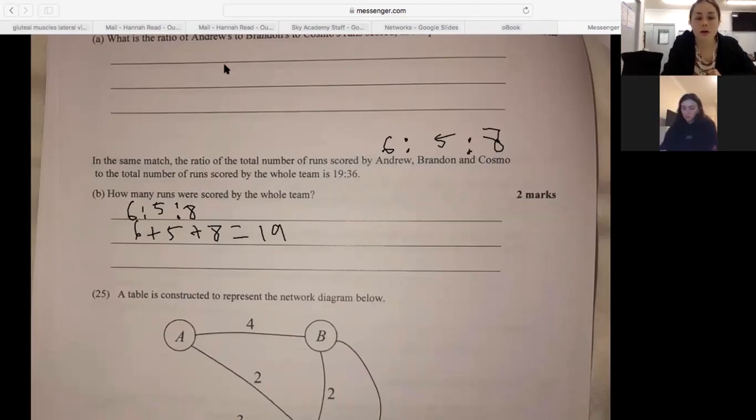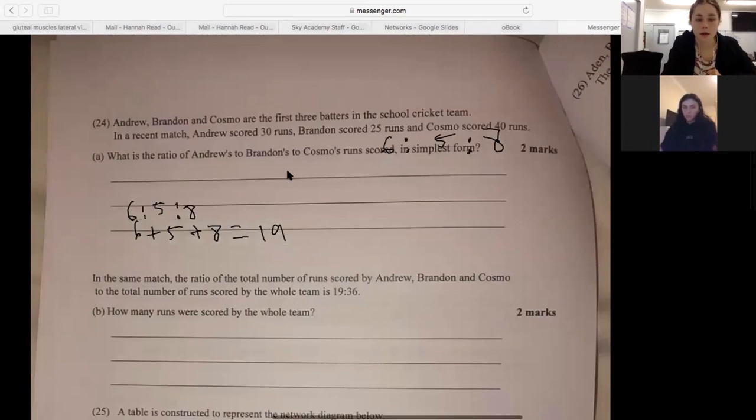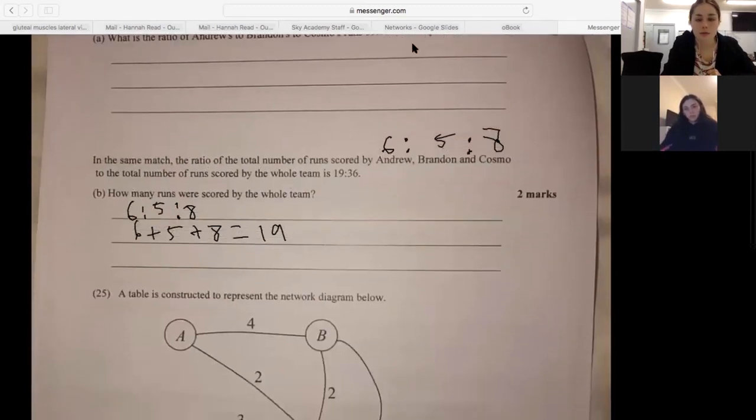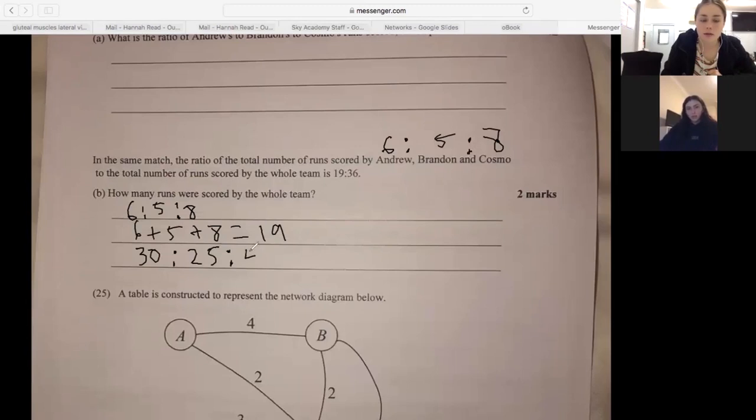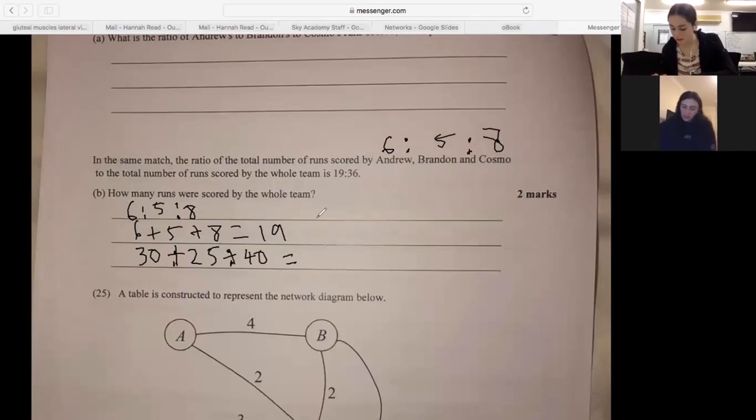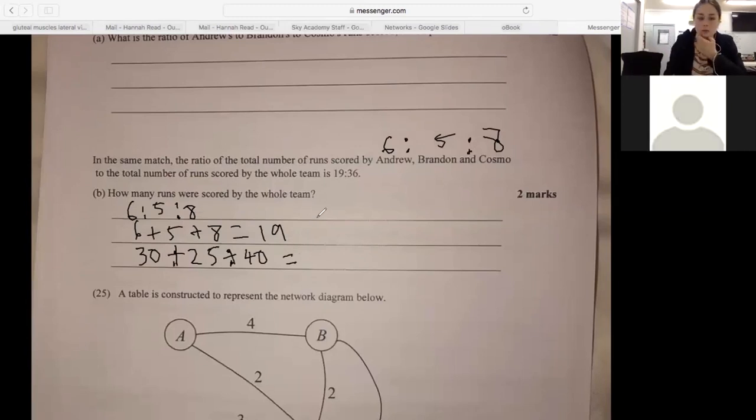Okay, well, we know in the first one, Andrew scored 30 runs, which was the ratio of 6. Brandon scored 25, and then the other guy, 40. So what does that equal if you add them all together? 30 plus 25 plus 40 equals 95.